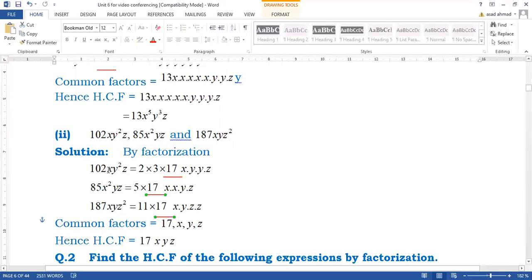And as I told you earlier, from these three terms you have to see which is the least power. So x raised to power 1 will be taken as the least power, y raised to power 1 will be taken as the least power, and z raised to power 1 again will be taken as the least power. So this will give you the HCF. 17xyz will be the HCF of these three terms.